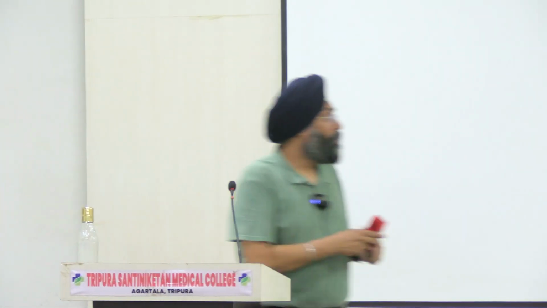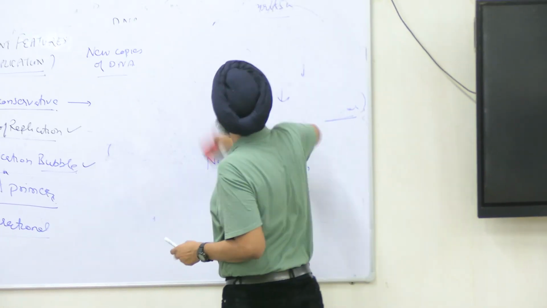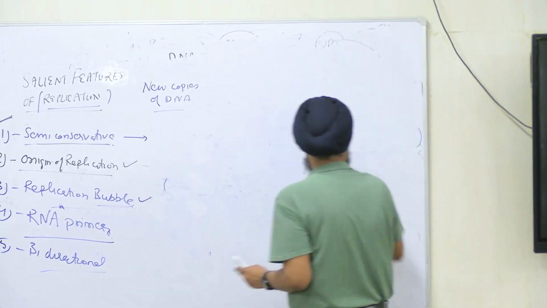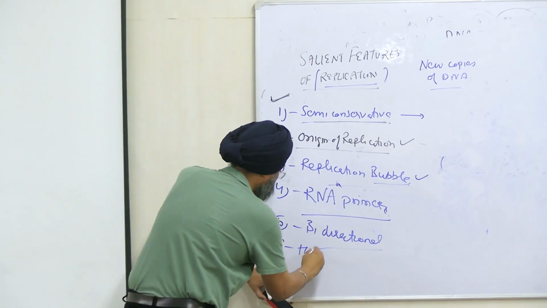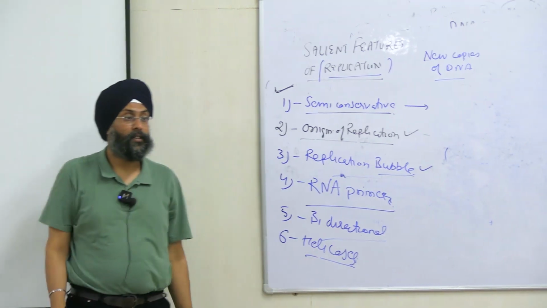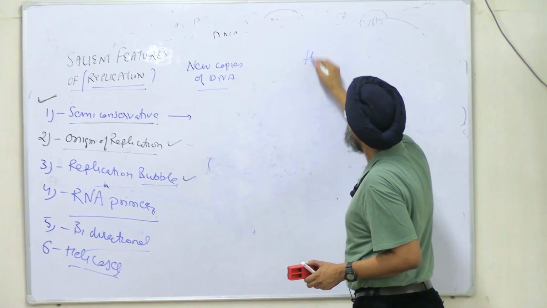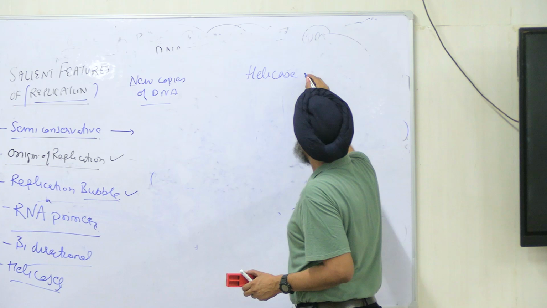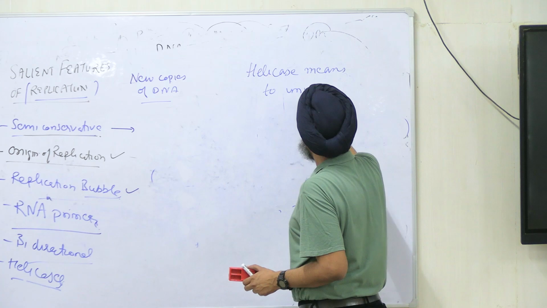Now coming on to the next point. Is bidirectional okay to you or not? And now coming on to one more rule: what is the role of DNA helicase? The sixth rule is the role of helicases. What does helicase mean? Helicase means to unwind.